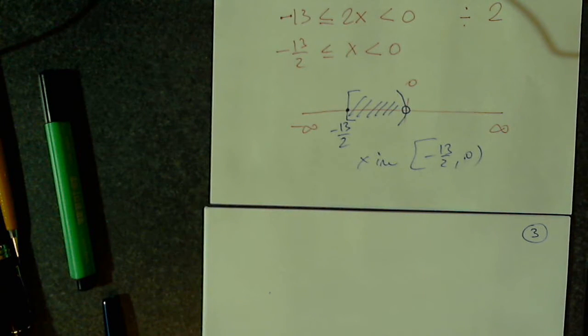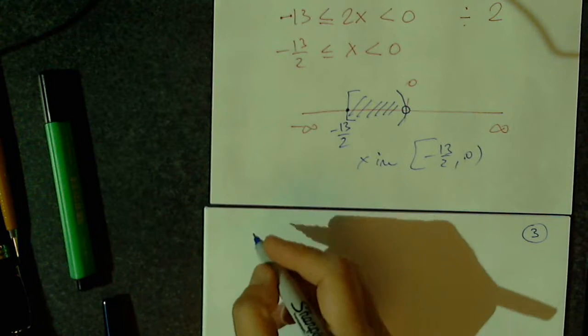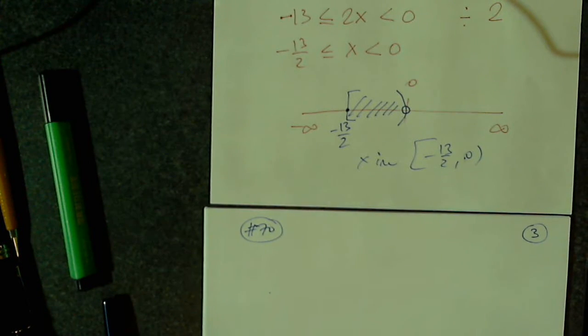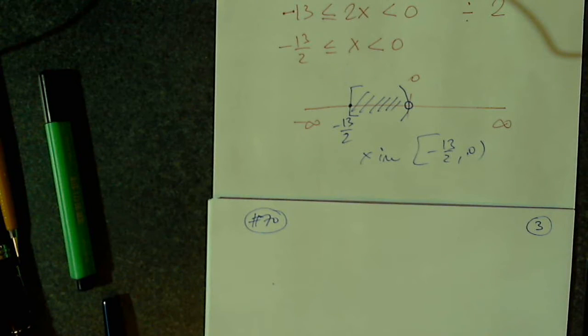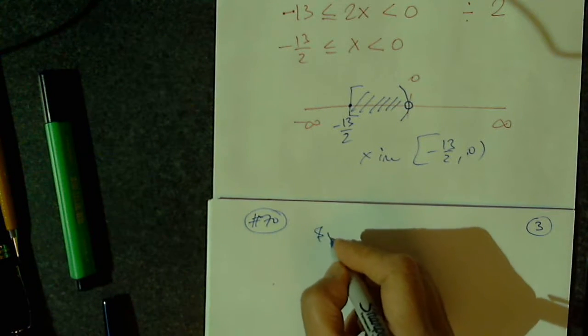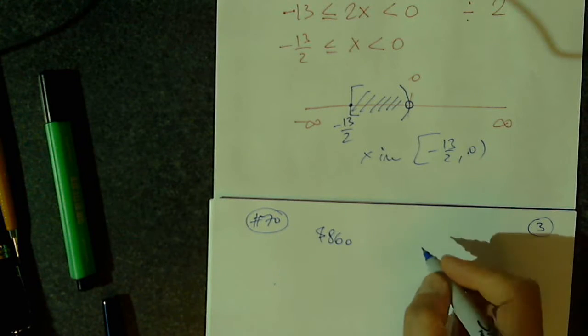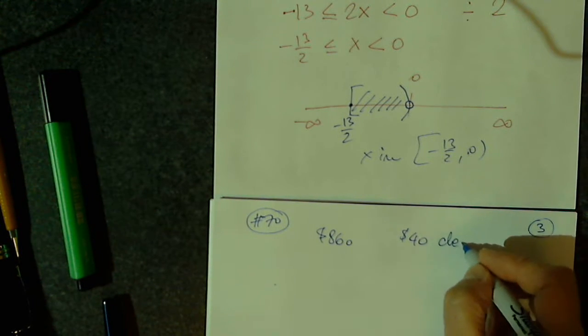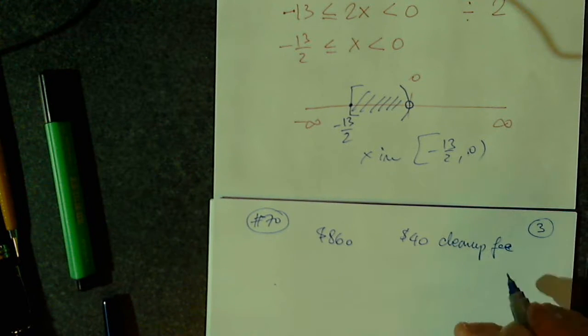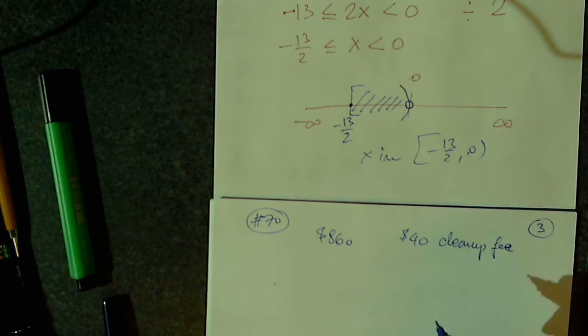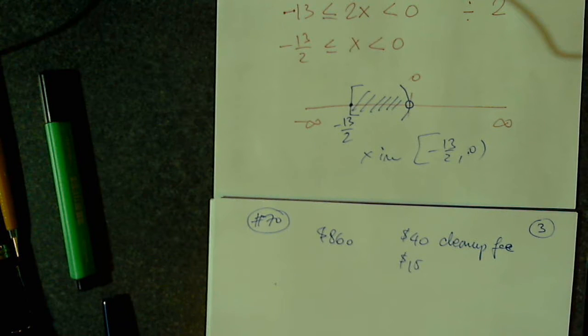So on page 155, let's look at a word problem, problem 70. A surprise retirement party is planned, and they have a total of $860 that they collected for the event. The reception hall charges a cleanup fee of $40, and $15 per person for drinks and light snacks. Find the greatest number of people that may be invited and still stay within the $860.